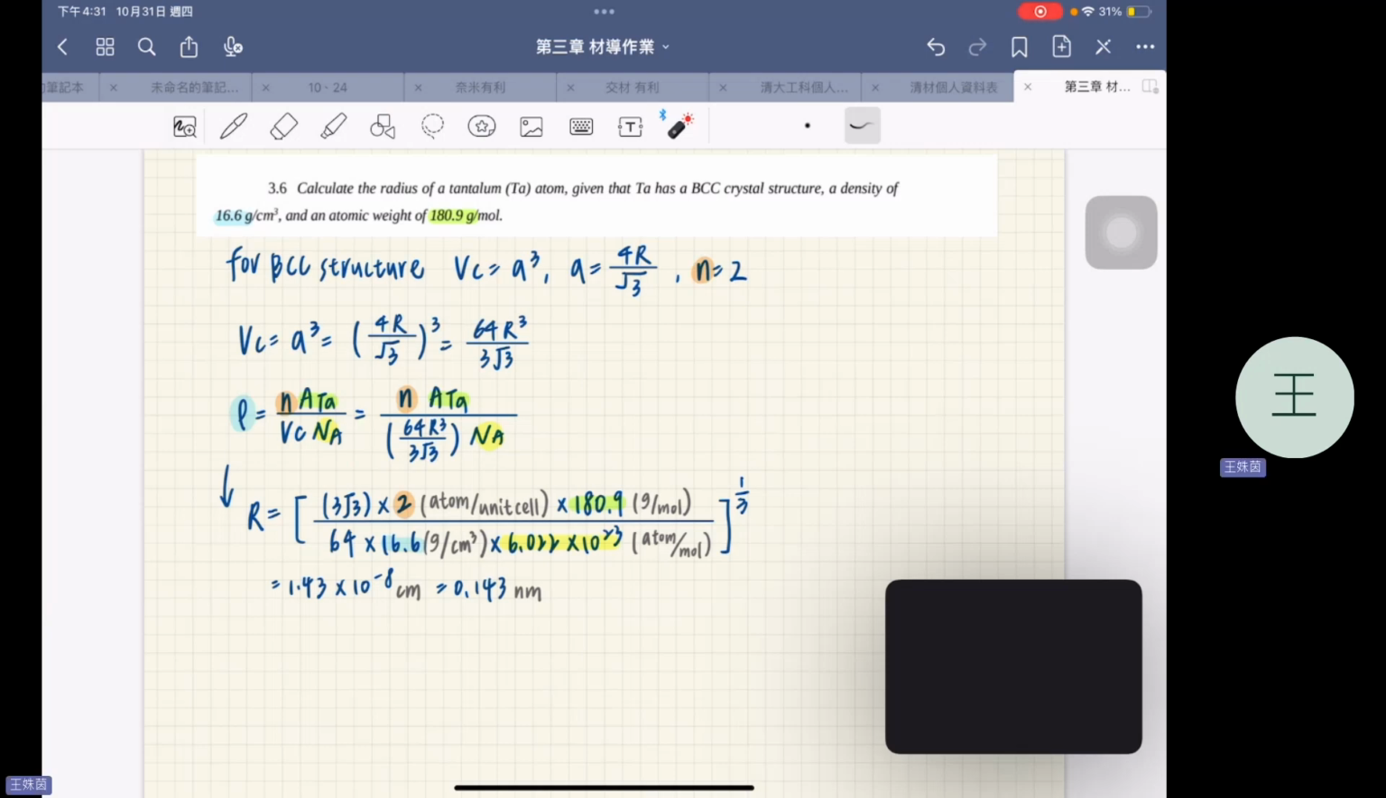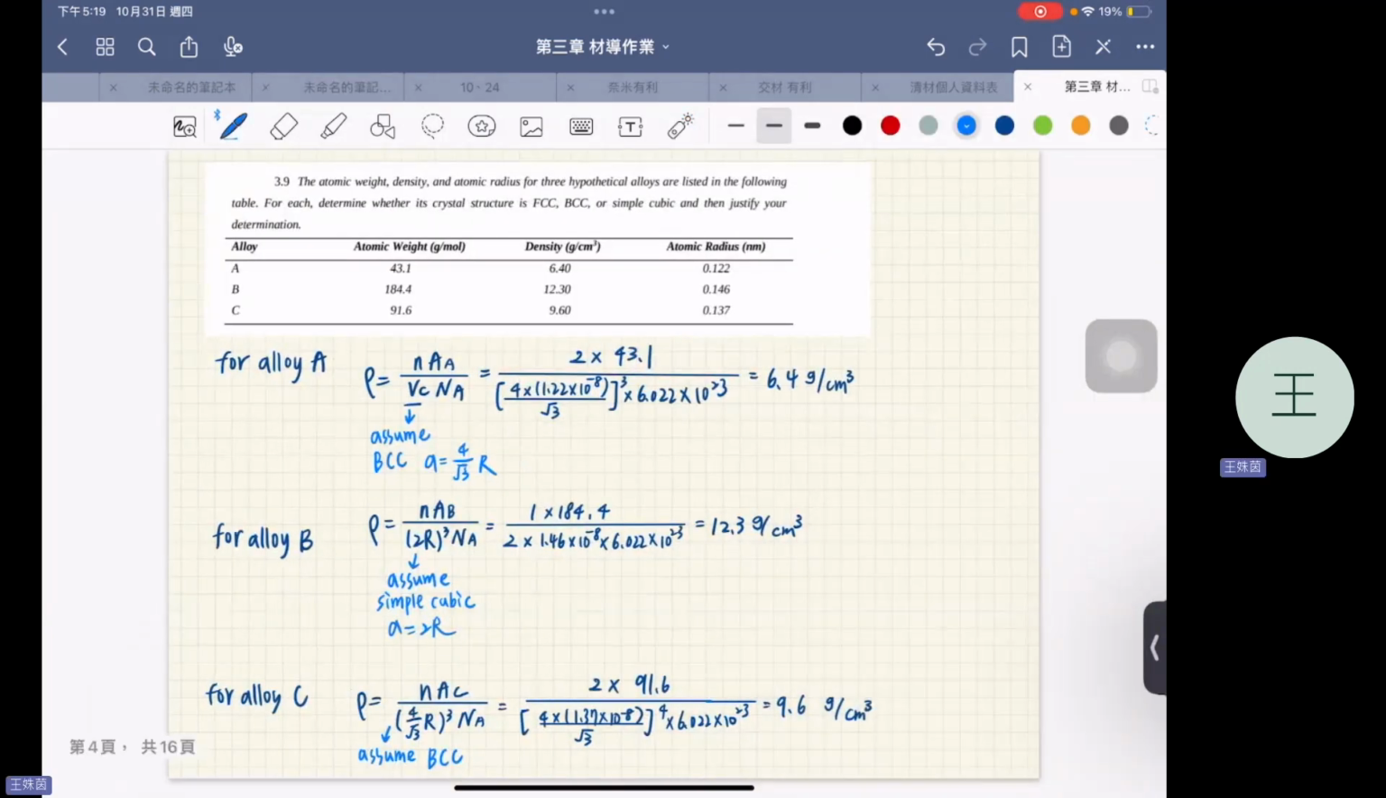Okay, so we put all the things that we know inside. 2 is here, and A is given here, and also the density is here. And this we know that is 6.022 times 10 to the power of 23. And then we can get the answer of R. So R will be equal to 1.43 times 10 to the power of minus 8 centimeter. And then we can change it into nanometer for us to eliminate this term. And you can stay like this, it will be okay.